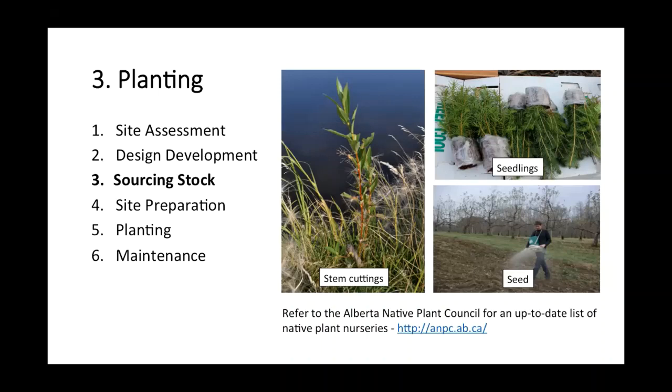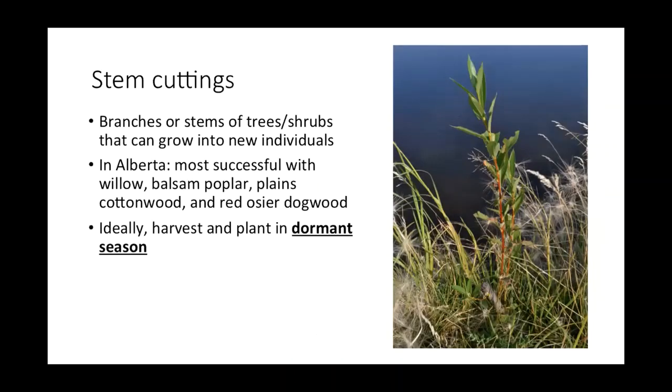a place to get different seeds or seedlings. And of course, I also want to spend a little bit longer on stem cuttings, because in the video we didn't really use stem cuttings, and I want to mention that's a total option as well. Stem cuttings are branches or stems of trees or shrubs that can grow into new individuals. You cut them off, stick them in the ground, and they should have a good chance of forming roots and growing into a new individual tree or shrub.